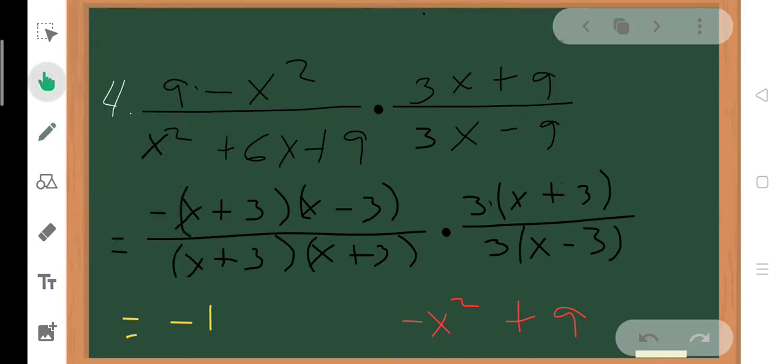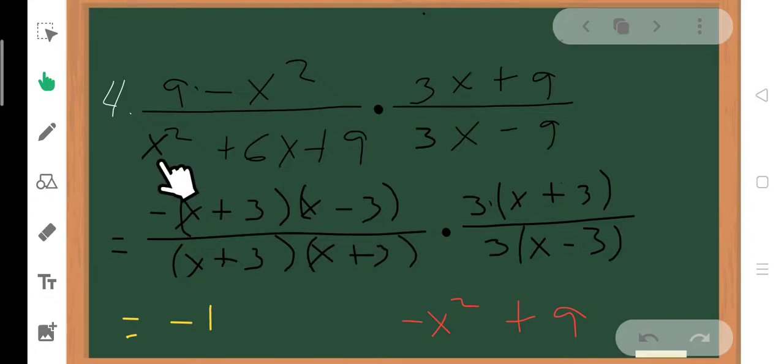Okay, we have negative 1 as the common monomial factor. And then the other factor would be x squared minus 9. So this becomes negative, since we are going to take out the negative 1. And then, for the factors of x squared minus 9, we have x plus 3 and x minus 3.